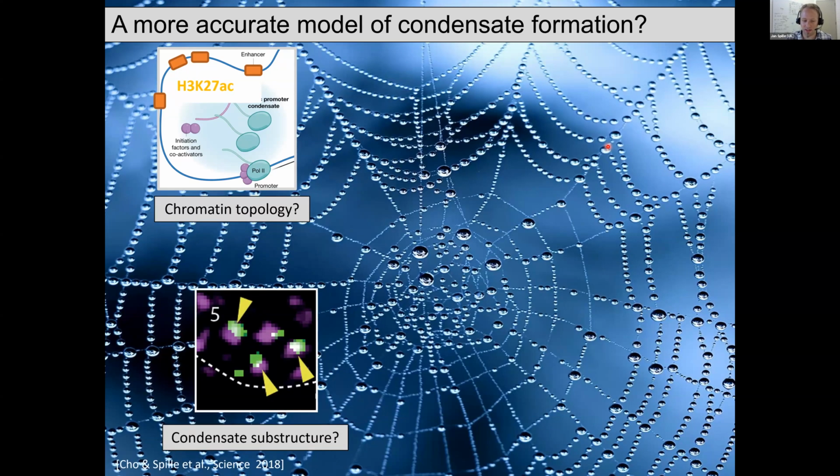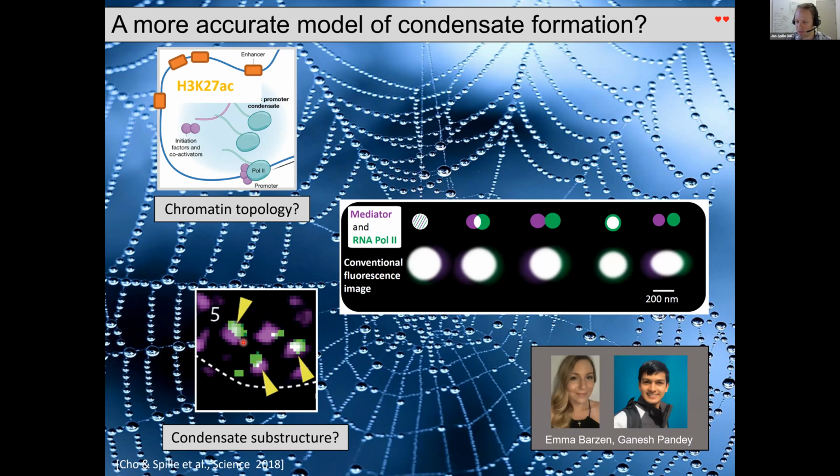Another thing that we're wondering is, is this liquid model really the whole truth? If you look very closely at our previous images with standard resolution, you will see that not all of these components are always perfectly overlapping. So maybe there is substructure to these condensates that we just cannot resolve with the current resolution. So again, we hope that super resolution will be able to distinguish certain organizational properties.